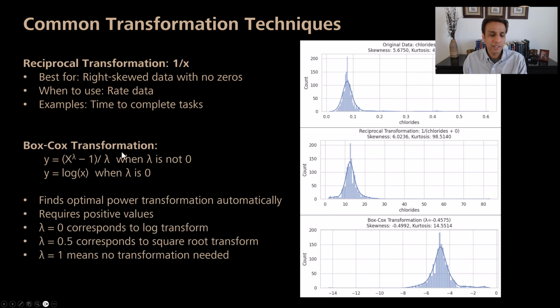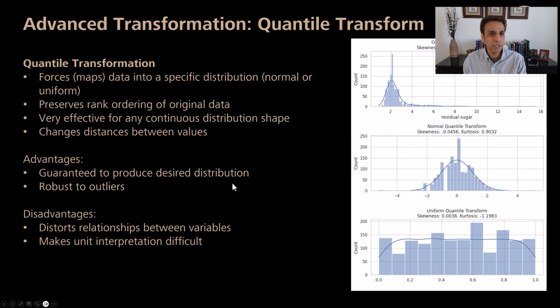The Box-Cox transformation is almost like an equation that gives you different types of transformations. For example, when lambda in this equation is 0, then y equals log x, which is basically a log transform. A lambda of 0.5 corresponds to a square root transform, and 1 means there is no transformation needed here. So this is another transformation that you have at your disposal.